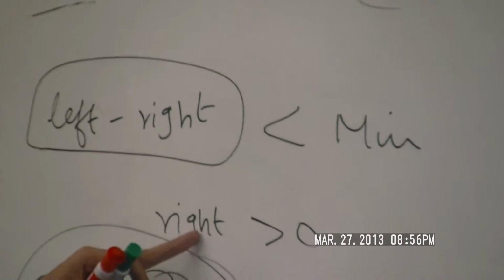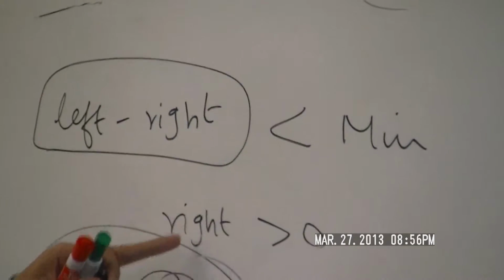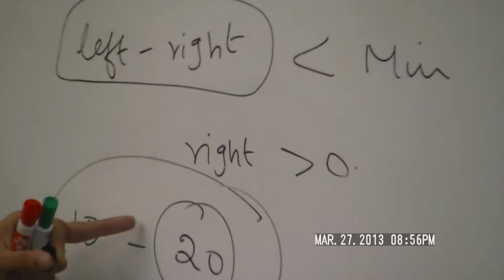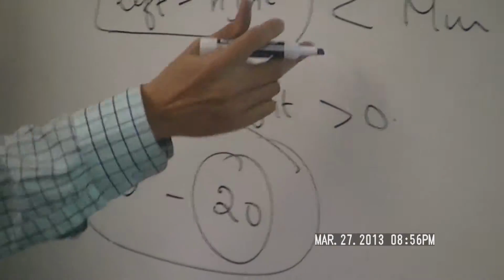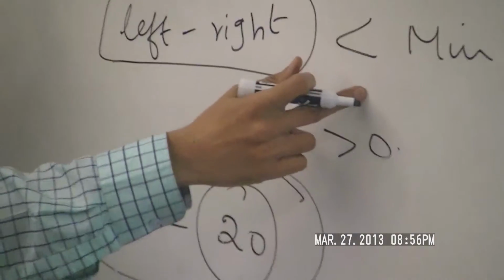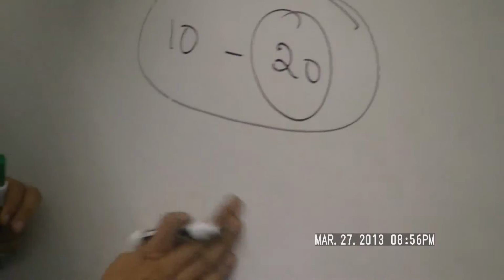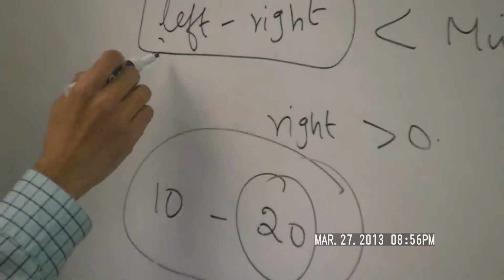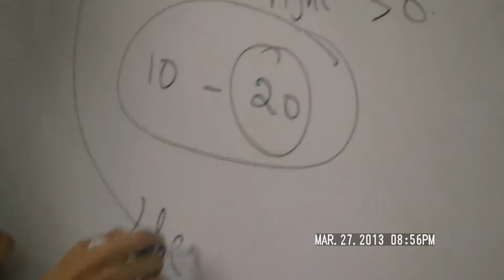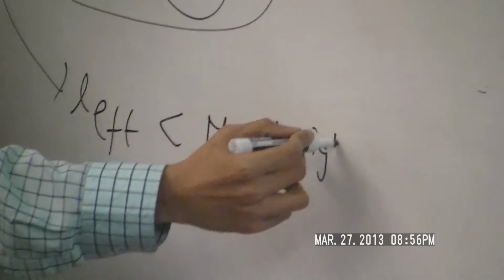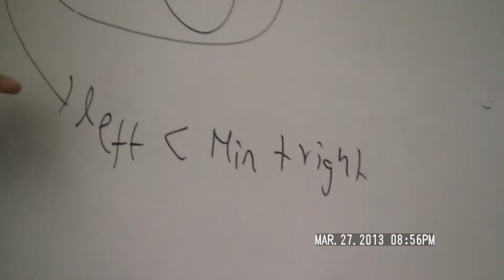If right is greater than 0, right? The overall value is going to only like this, 10 minus 20. The overall value is going to reduce, right? So you're going to check with the minimum. You see that? So this means what? You're going to check left minus right less than minimum. That is equal to comparing what? Left less than min plus right. Why? Same as this, sending the other side.